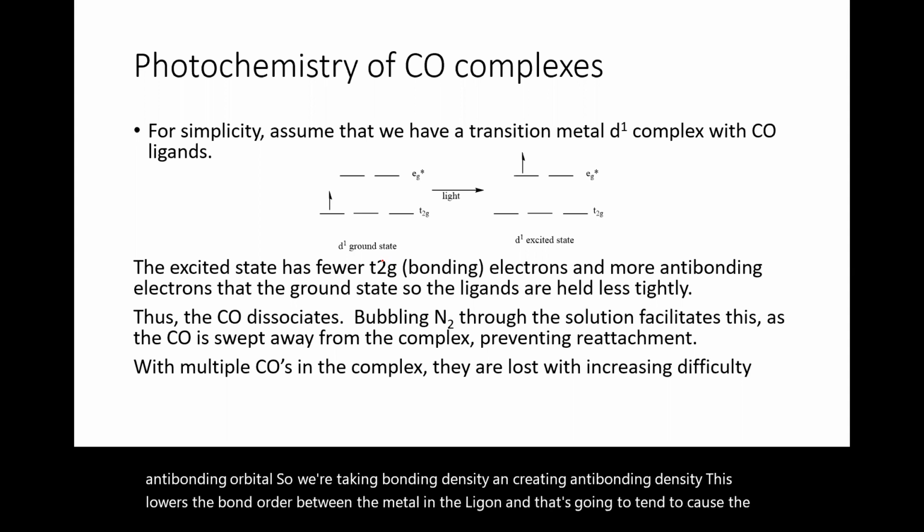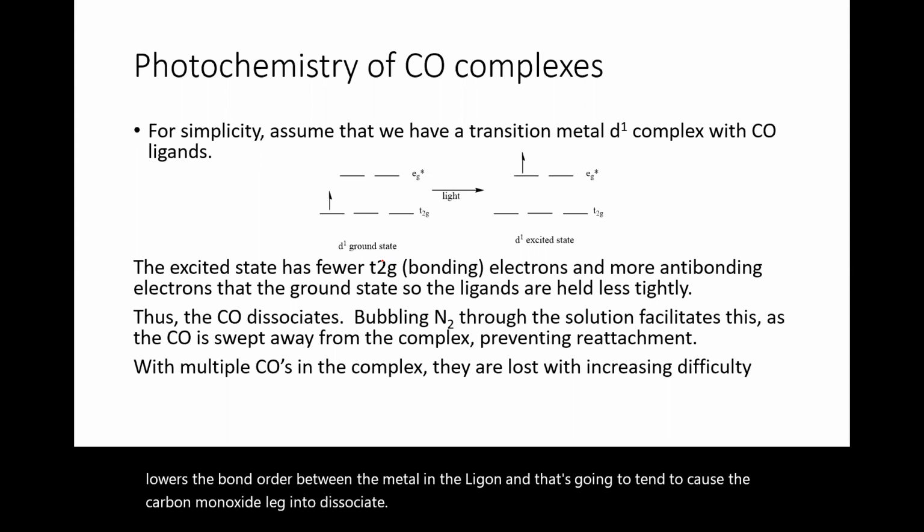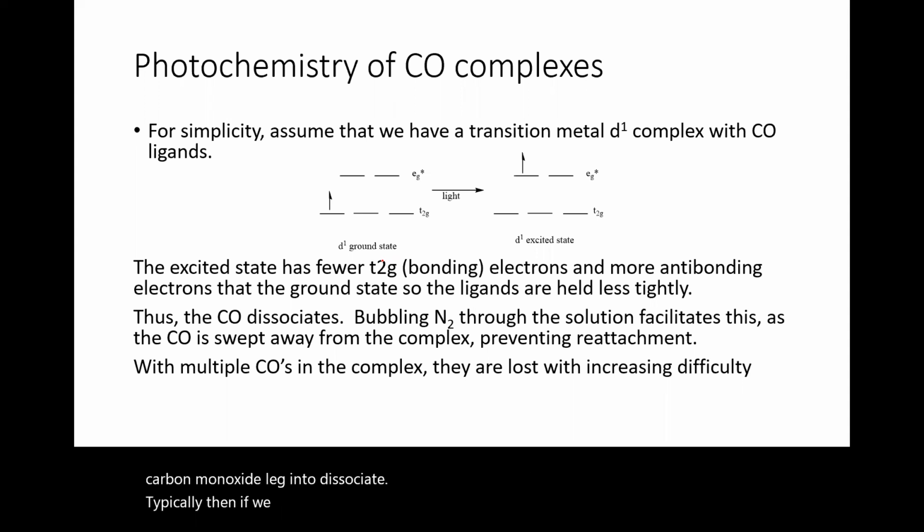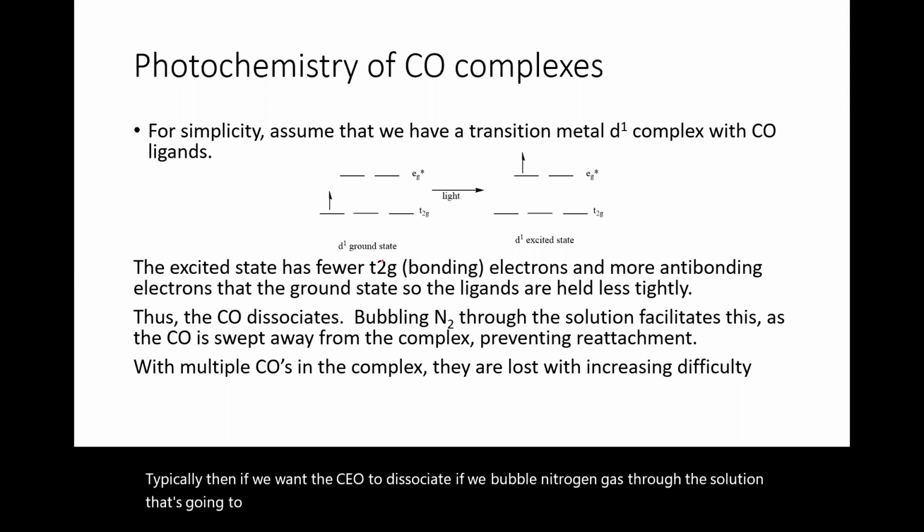and that's going to tend to cause the carbon monoxide ligand to dissociate. Typically then, if we want the CO to dissociate, if we bubble nitrogen gas through the solution, that's going to tend to sweep the CO away from the complex and up and out of the solution, which will prevent it from recombining with the original metal.